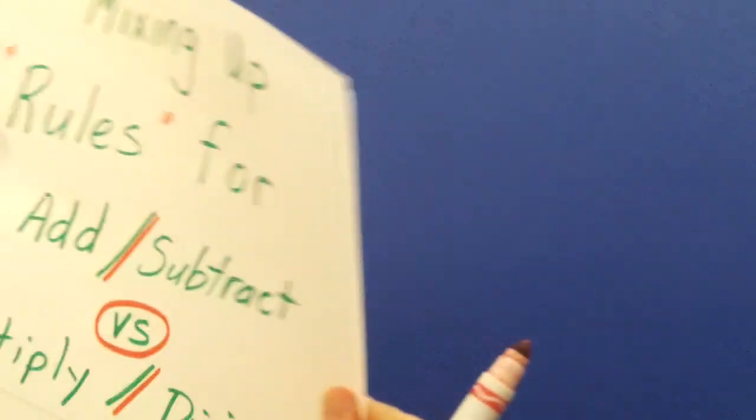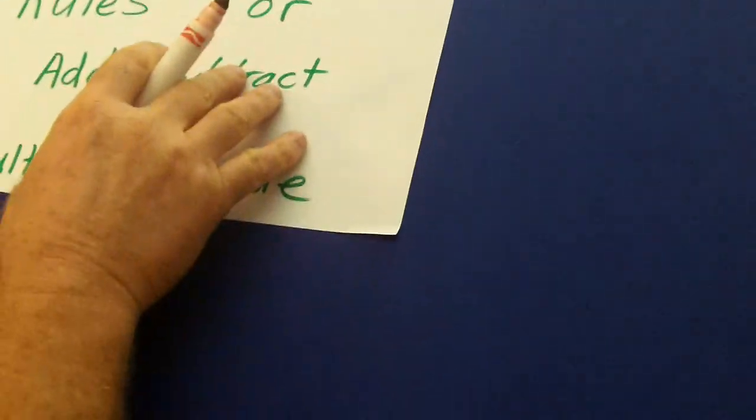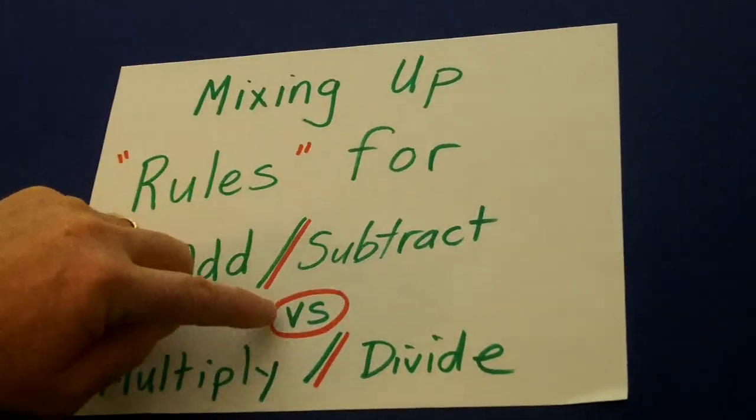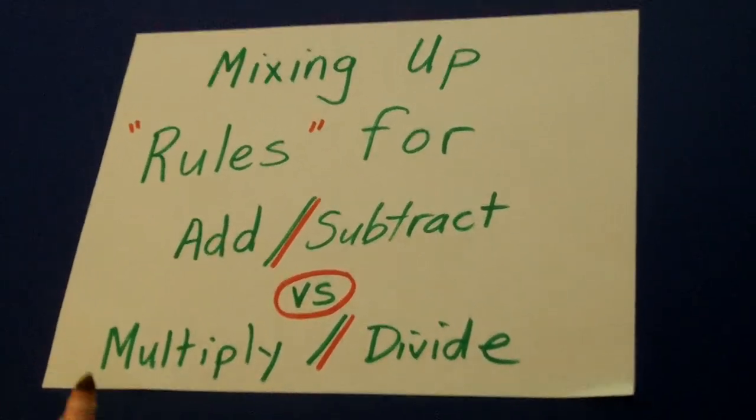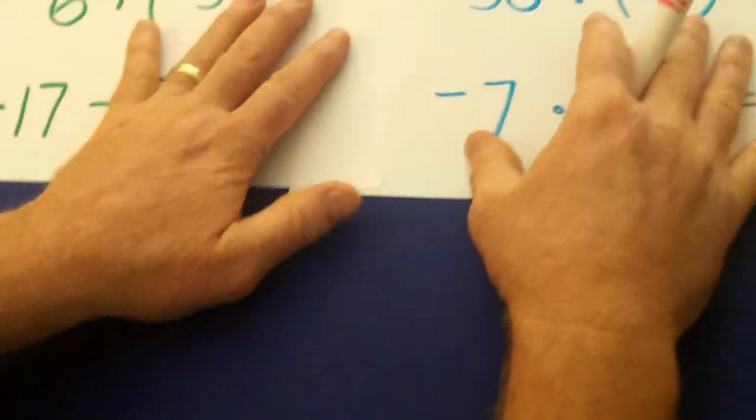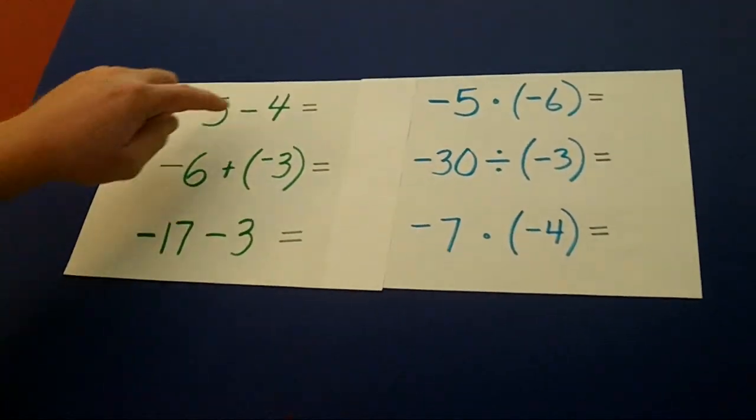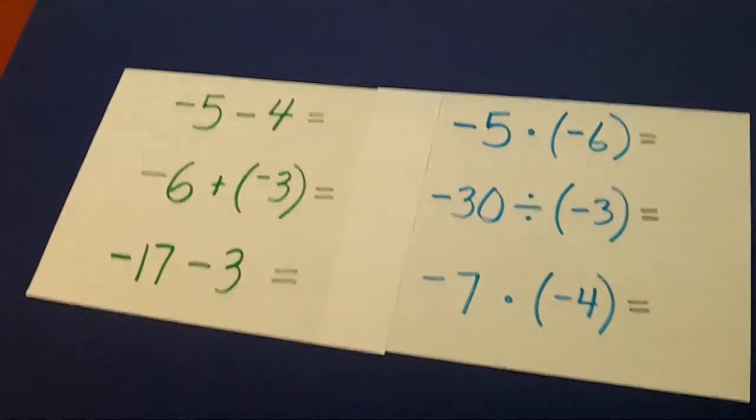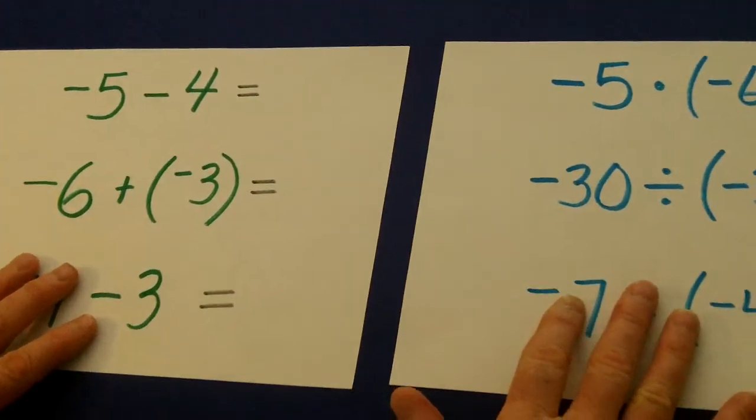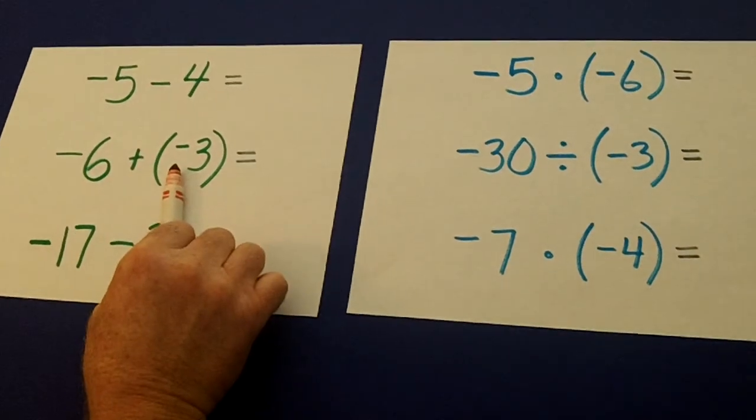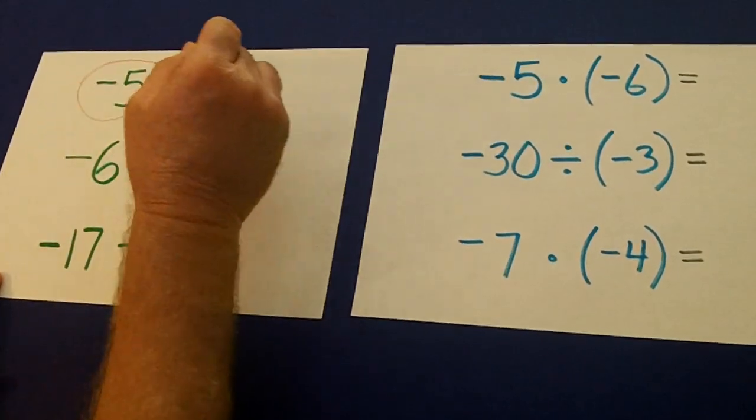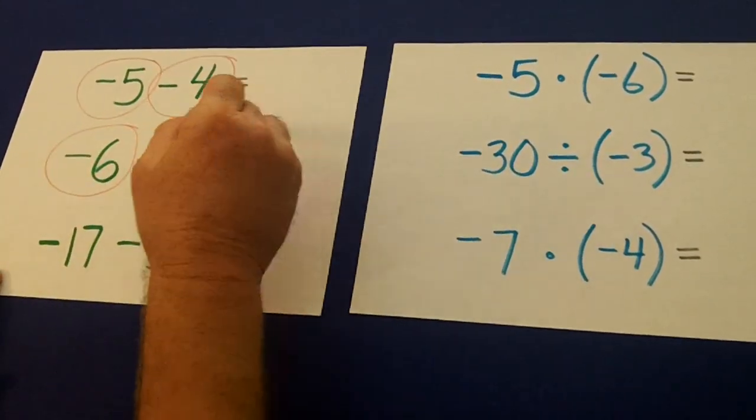Next one. Oh, and boy, does this happen. Oh, critical not to do this. Don't mix up the rules for add and subtract versus multiply and divide. Okay? Now, look how I put these two papers. I put them side by side. These are plus and minus, and these are times and divide. Now, the rules are separate. The rules for add and subtract are not the same as the rules here.